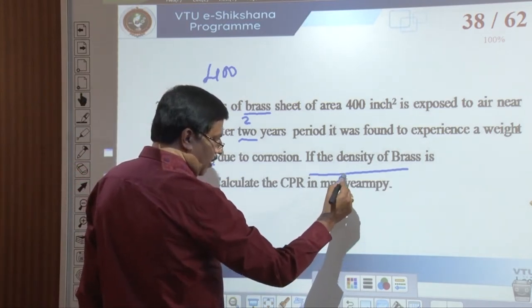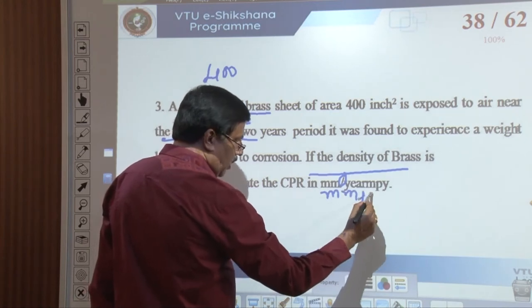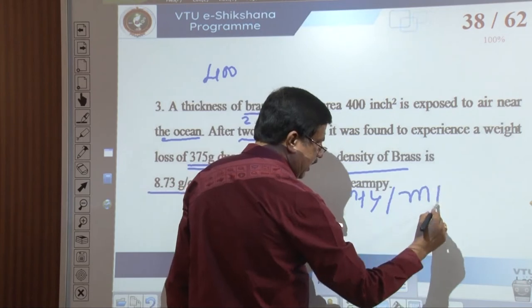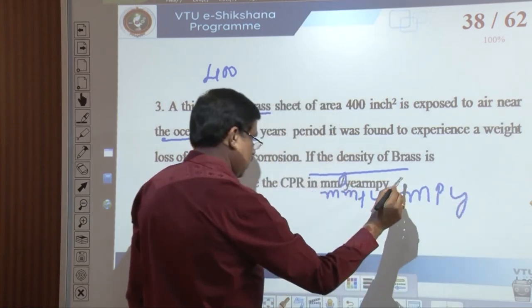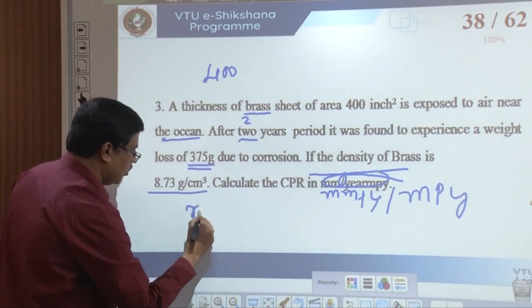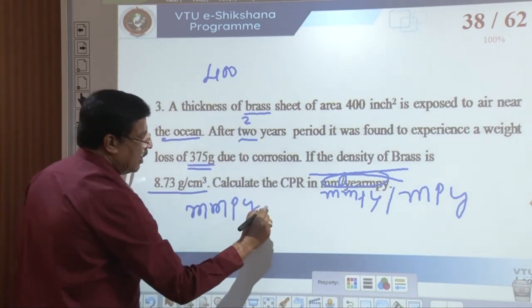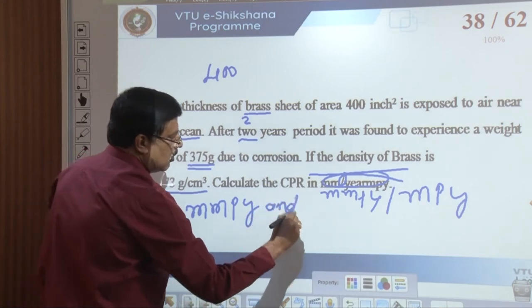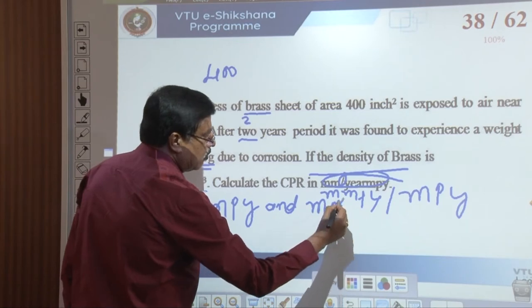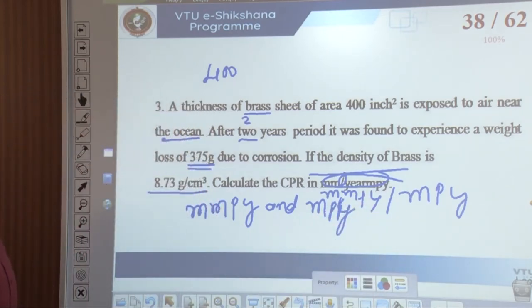and mils per year. Clear? Calculate in terms of millimeter per year and mils per year, that is the MPY. Calculate both of them.